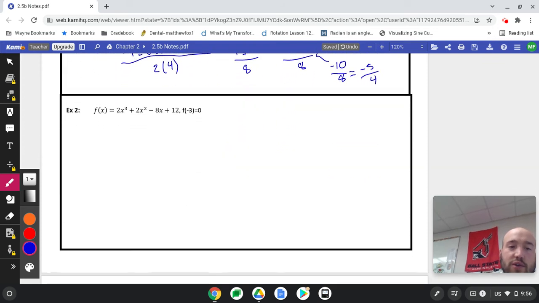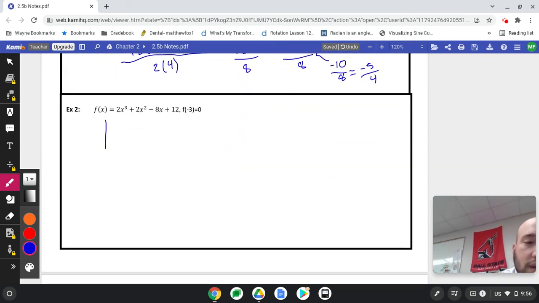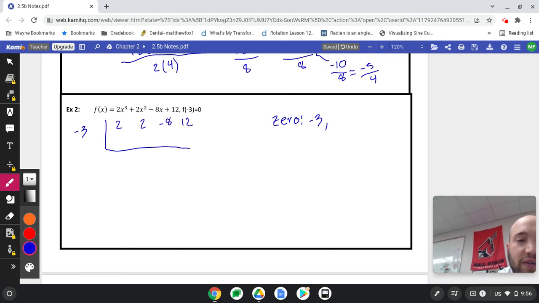Let's go on to the next one. Same exact thing. This time it's written a little differently. We still know that our zero is negative 3. That's one of them. We need 2 more. So 2, 2, negative 8, and 12.